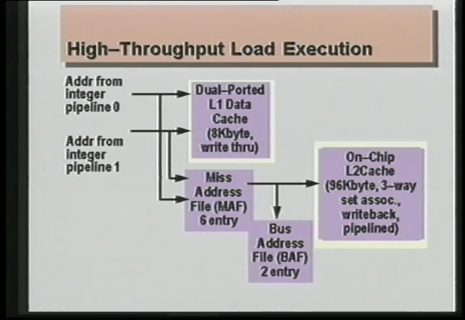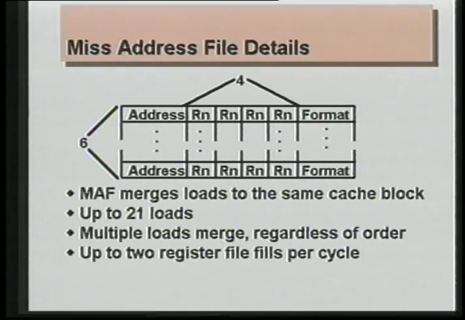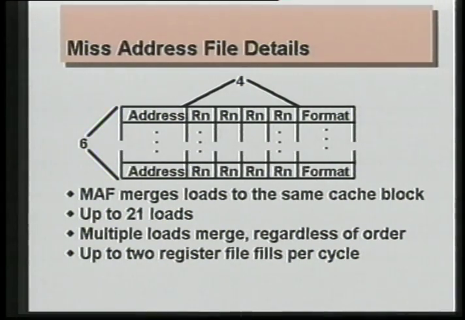Note that the first level cache is write through and the second and third level caches are write back, as I've said before. Now let's look at how the load merging algorithm works in detail. This diagram of the misaddress file helps explain the load merging algorithm. Up to 21 loads can merge. You get that by multiplying 6 entries by 4 loads per entry, and that would give you 24, and then there's another limit that holds it down to 21 loads dynamically.